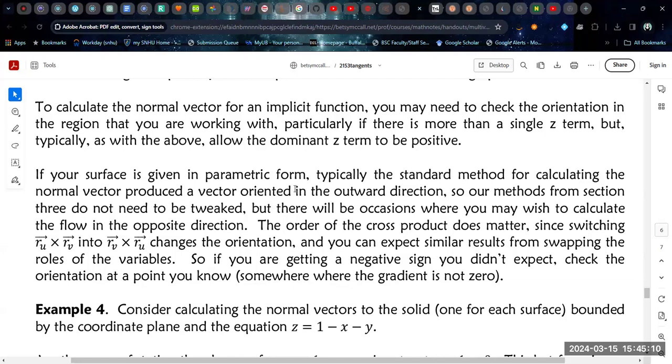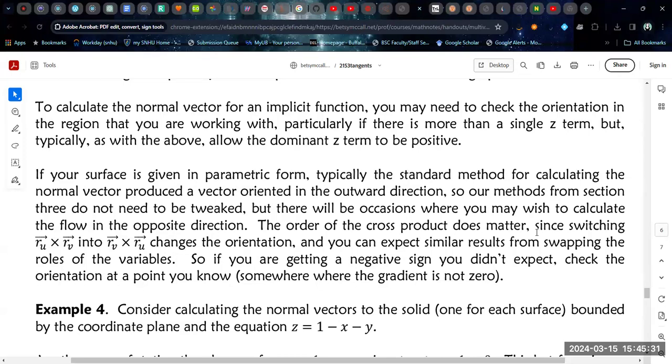If your surface is given in parametric form, typically the standard method for calculating the normal vector produces a vector oriented in the outward direction. So our methods from the parametric surfaces examples don't need to be modified if we want a vector pointing outward.